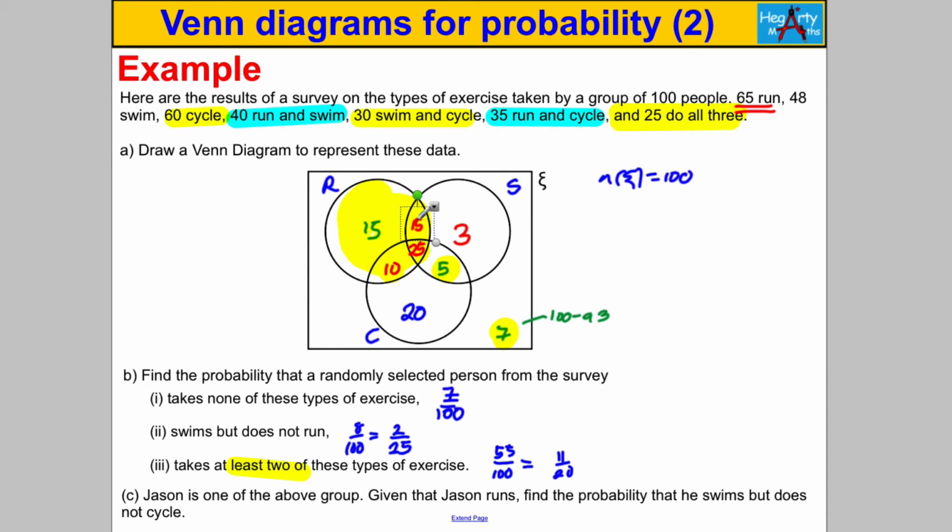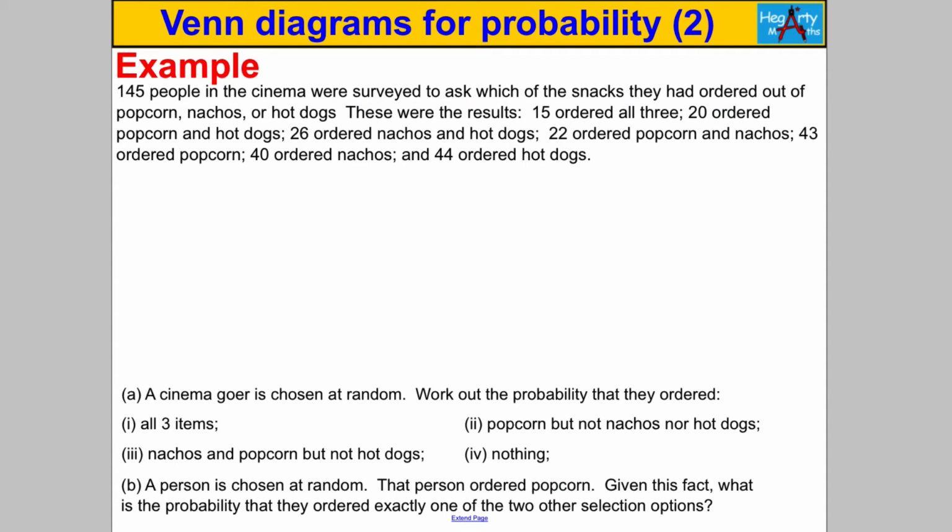So let's have a look at swimmers but not cyclists. These 15 people are the 15 people within the runners that swim, but they also are outside the circle for cyclers. So it's going to be 15 out of 65. And we can divide top and bottom by 5 here, and we would get ourselves 3/13, and we're done. Last question. Pause the video and have a go at this.